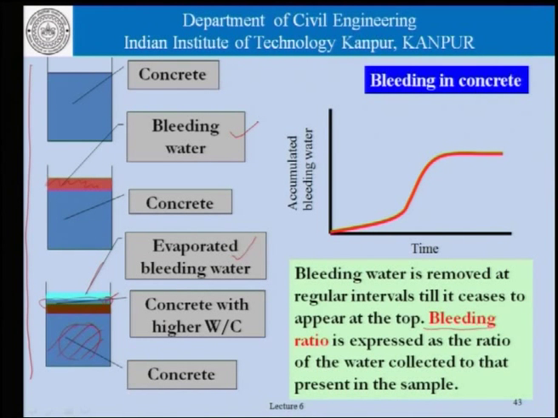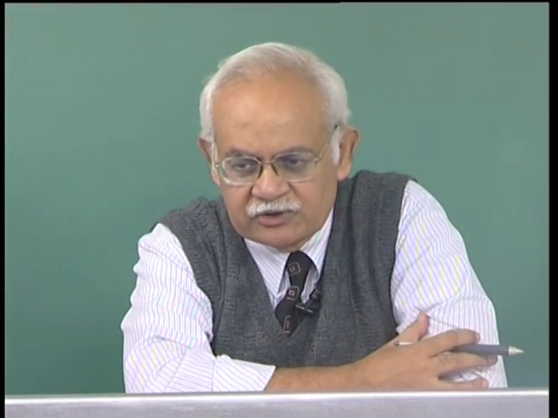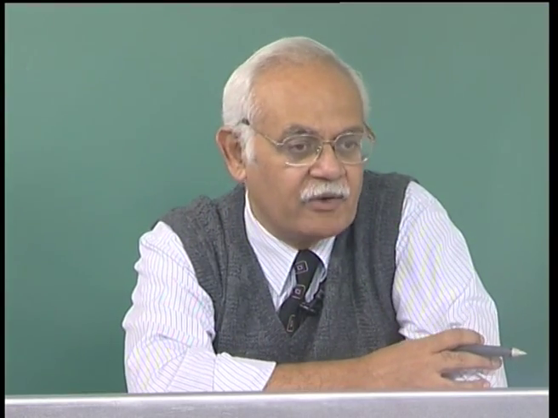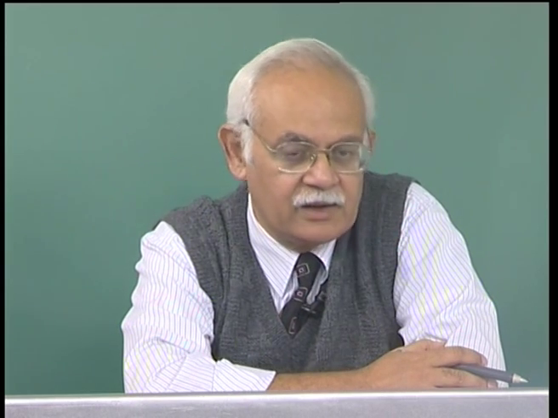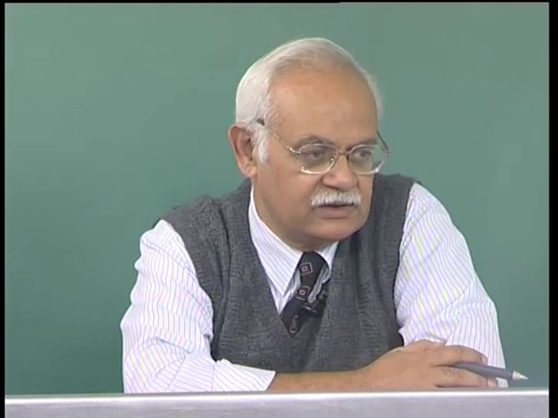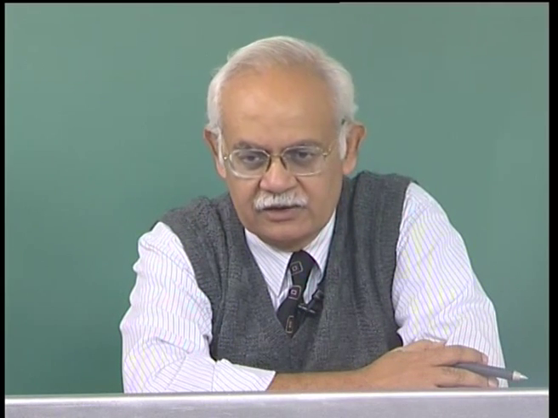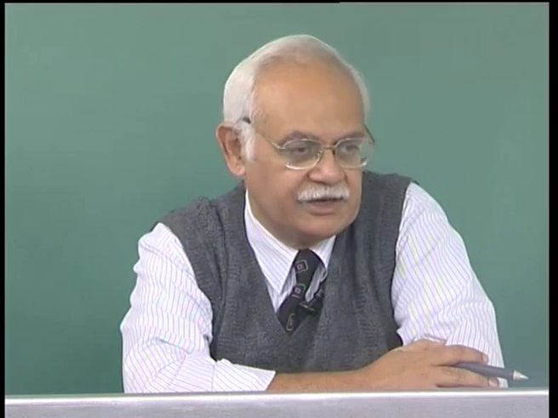Bleeding is measured in terms of a bleeding ratio, which is expressed as the ratio of the water collected to that present in the sample. So, once we know the amount of concrete that we have taken, we know the mix proportions of that concrete. So, we know the amount of water in that sample. Depending on how much water we have, what proportion of it is collected or removed in the bleeding test gives us the bleeding ratio.